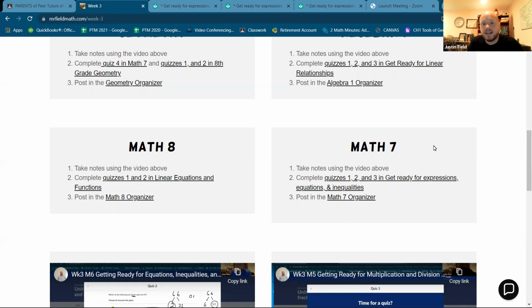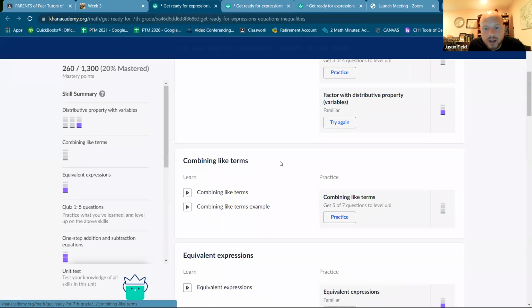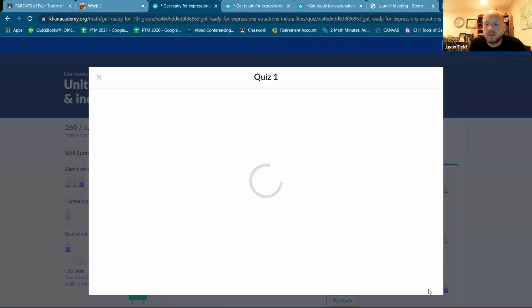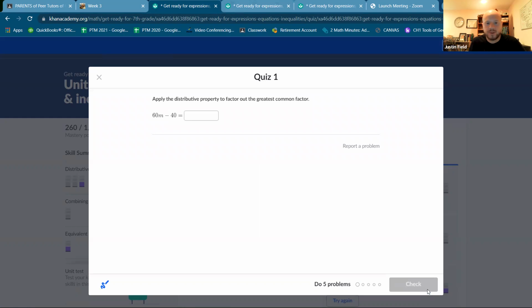Okay, this is Math 7, Week 3, and we're going to talk about getting ready for expressions, inequalities, equations, quiz 1, 2, and 3. So let me scroll down, do quiz 1. You ready? Apply the distributive property to factor out the greatest common factor.